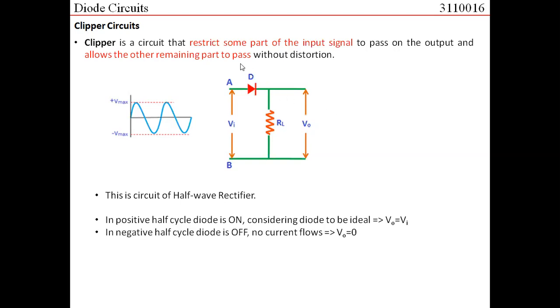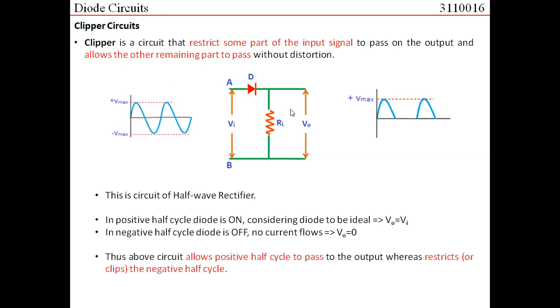Whereas, in the negative half cycle, that is when A is negative and B is positive, the diode would be reverse biased. It means that it would act as an open switch. If it acts as an open switch, there would not be any current passing, and hence the voltage across RL would be zero. In that case, my output voltage would be zero. Thus, what is the type of output waveform that we get? The output waveform would have a positive half cycle, whereas the negative half cycle would be restricted.